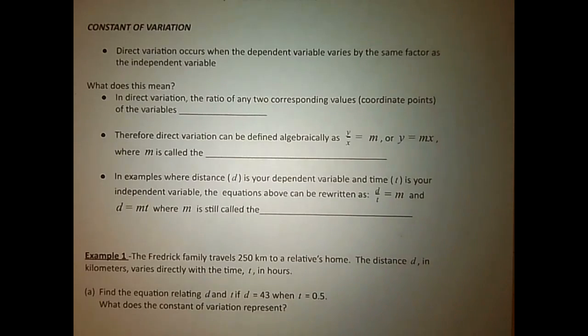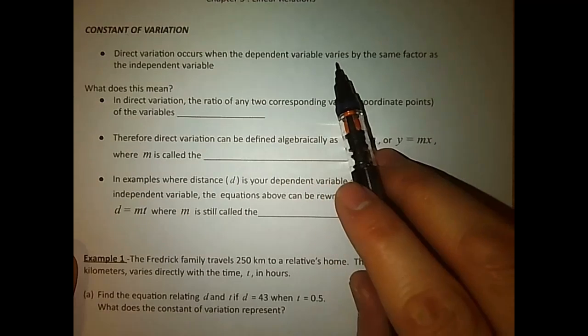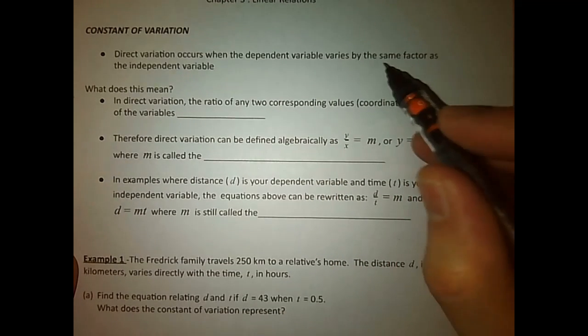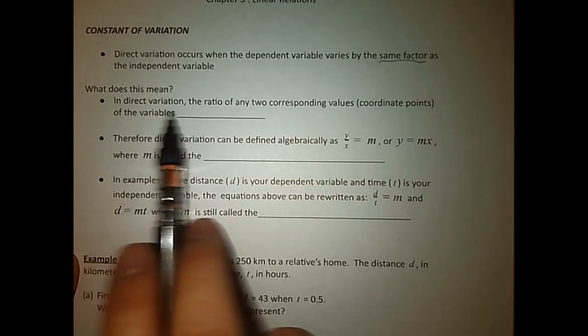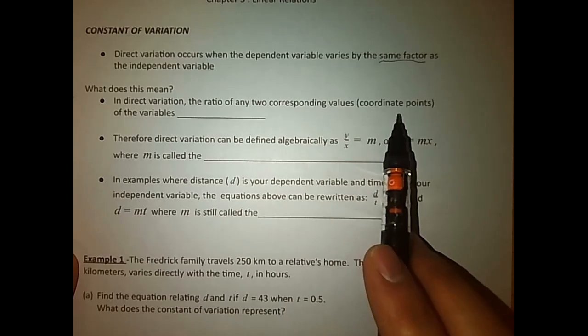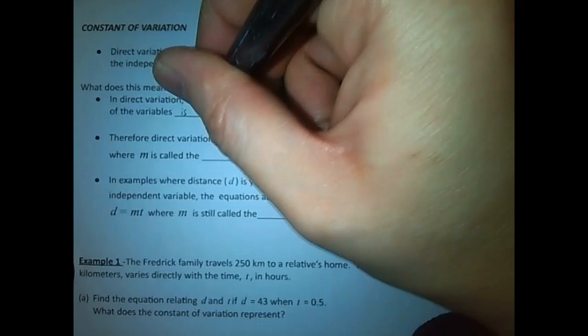Sorry, before we get to an example, we have to look at one more thing called the constant of variation. So we saw that direct variation occurs when the dependent variable varies by the same factor as the independent variable. We saw that happening with the 150 and the 175, which was the speed for both of those people. So what does this mean? In direct variation, the ratio of any two corresponding values, or those coordinate points, of the variables is constant.